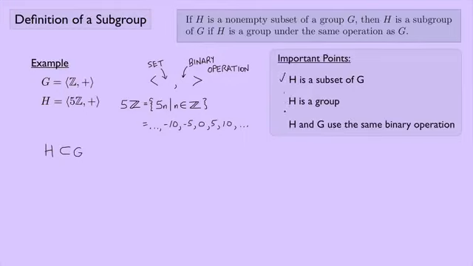How about the second point? H is a group. The group 5Z under addition, yeah, we've shown before that that is a group. So I can say yes, H itself is a group. And that takes care of our second important point. And the third important point, that H and G use the same binary operation. What's the binary operation here? The binary operation we just discussed above is addition, and they both use the same binary operation. So therefore I can say that yes, H is a subgroup of G.